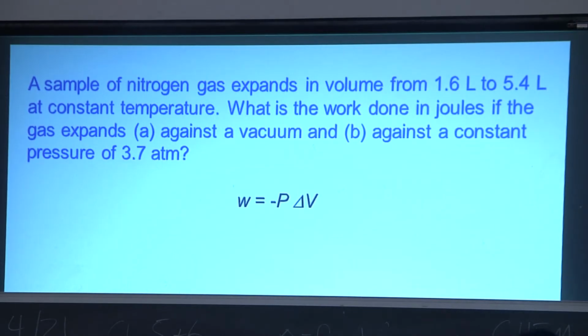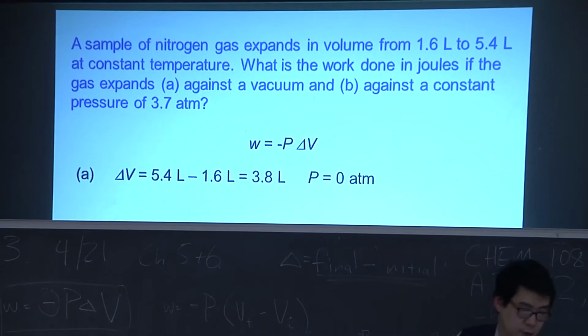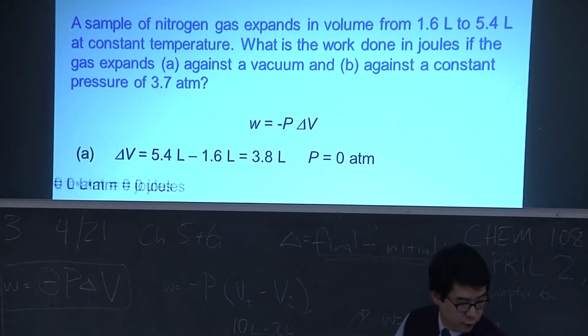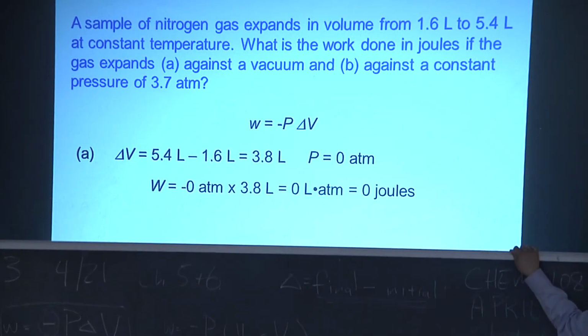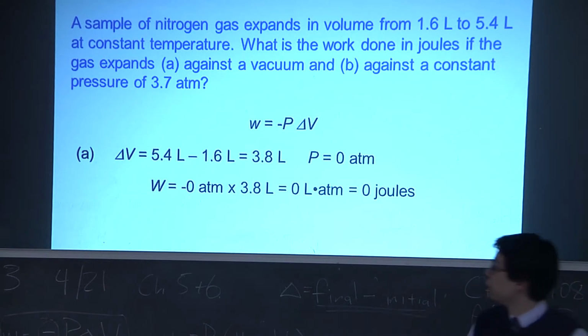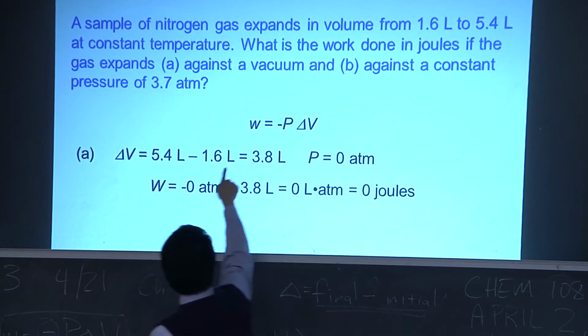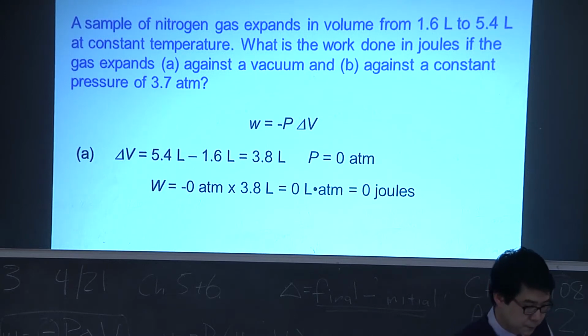If it's A, against a vacuum, then what's the pressure? Pressure is 0, right? A vacuum means there is no pressure. So for A, the answer is kind of trivial. We can calculate delta V, but 0 times anything is 0, so it's going to be 0. Delta V is the volume of the final, 5.4 liters, minus the volume of the initial, 1.6. You get 3.8, and P equals 0. But P equals 0, so the answer is 0.